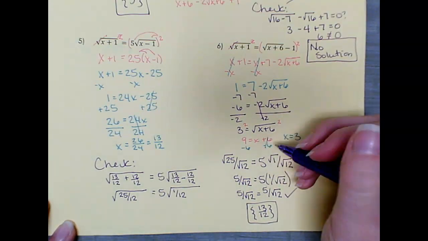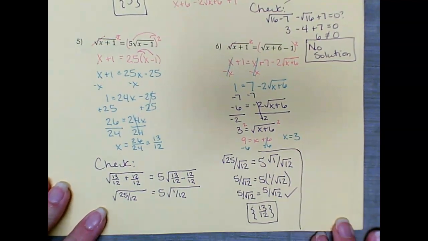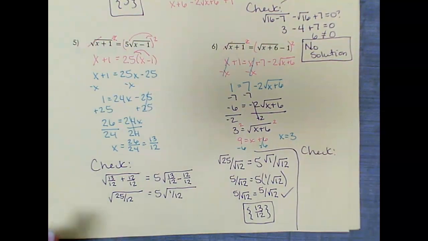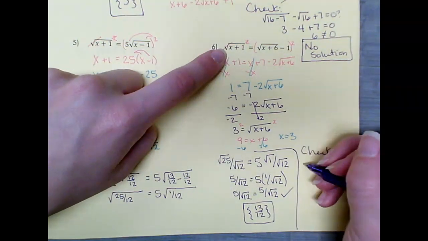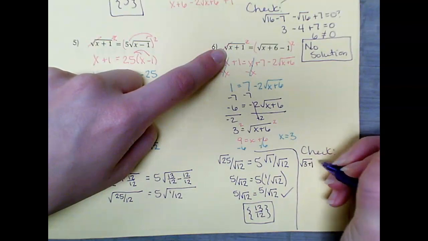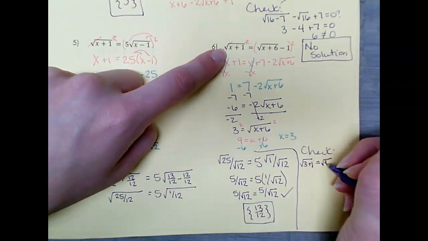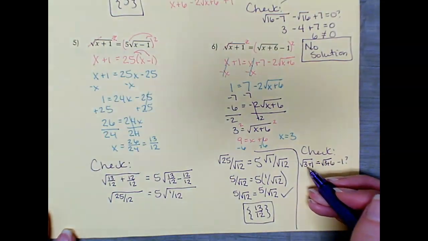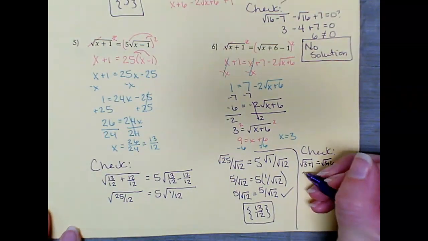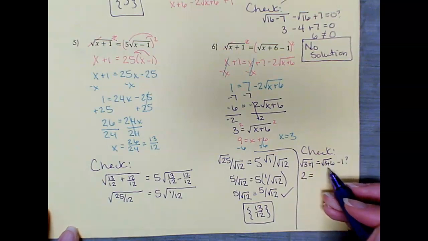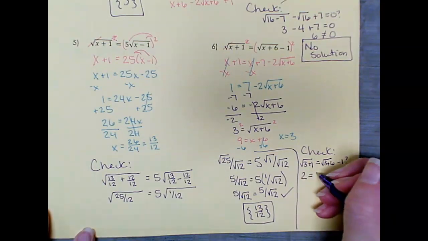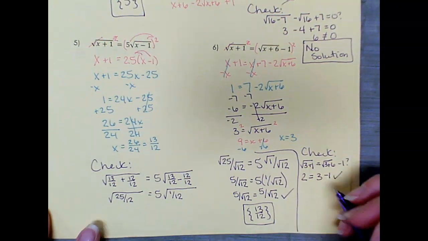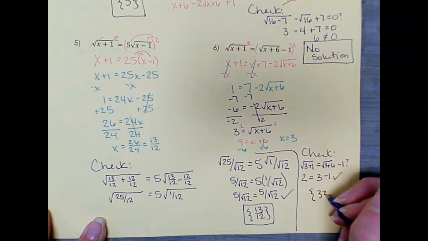So now I've got to check this. And I know I've run out of space, but let's see what we get. So if I substitute 3 in place of x, the square root of 3 plus 1 is hopefully equal to the square root of 3 plus 6 minus 1. The square root of 3 plus 1 is the square root of 4, that's 2. The square root of 3 plus 6 is the square root of 9, that's 3. And if I subtract 1, I do get the right answer. So my answer here is 3.